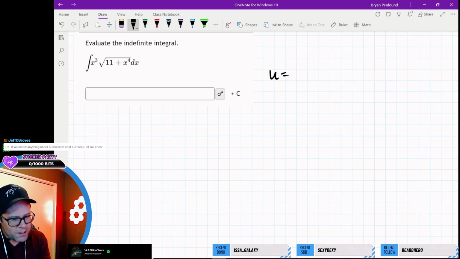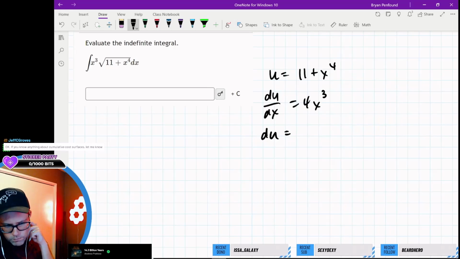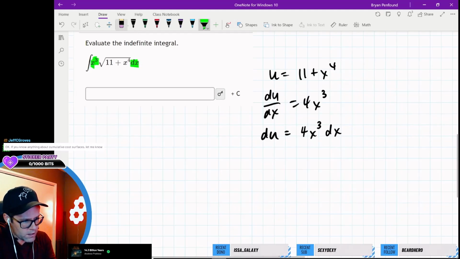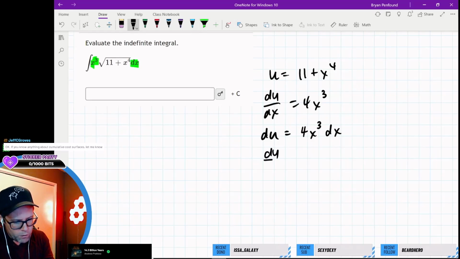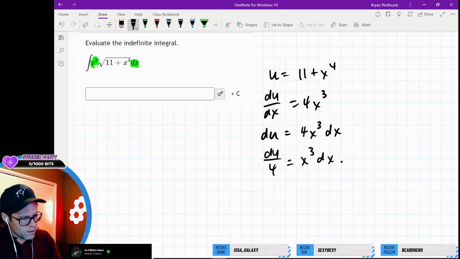Okay, let's take a look at this one. Let's take everything underneath the square root as u, and then let's take the derivative of u with respect to x. That's going to be 4x cubed. We're going to go ahead and break apart these differentials. So we will have du. We can think about du as 4 times x cubed times dx. And what do we actually have up here? We have a dx and we have an x cubed. So I'm going to divide both sides by 4. And now I have all of the items that I need in order to do my substitution.